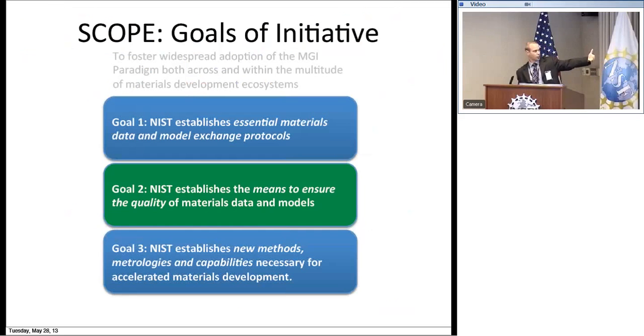And that's what these goals listed on this slide are: essentially developing essential materials data and model exchange protocols, establishing the means to ensure the quality, and then hopefully developing new methods once we've done that. And I should add at this time that some of my colleagues are here, and they're from the Information Technology Laboratory at NIST, and I'm from the Material Measurement Lab, and this collaboration between the two parties is essential for our success. Obviously, we know a fair bit about some of these things, but in terms of exchange and uncertainty quantification, we have a lot to learn from computer science and associated fields of mathematics.